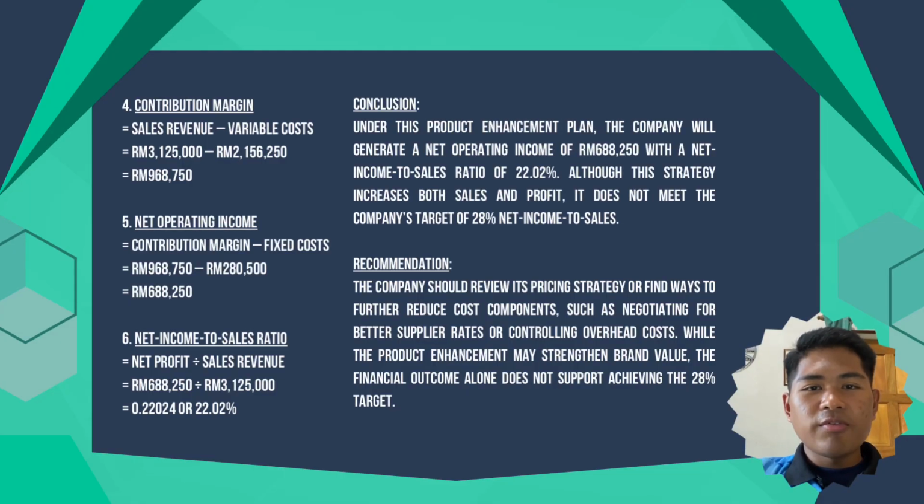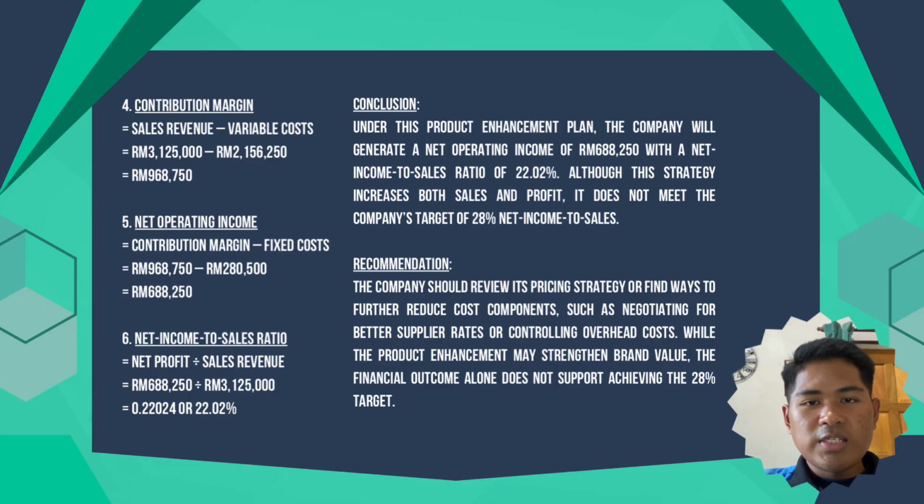So next, contribution margin. The formula is sales revenue minus variable cost. RM3,125,000 minus RM2,156,215 equals RM985,715. And then the net operating income formula is contribution margin minus fixed cost.